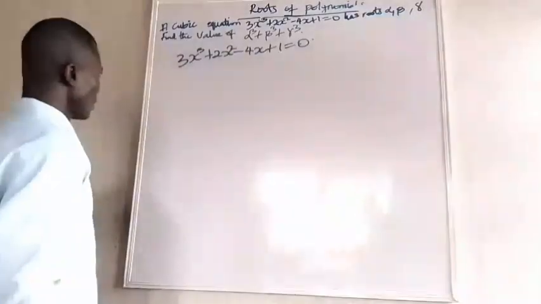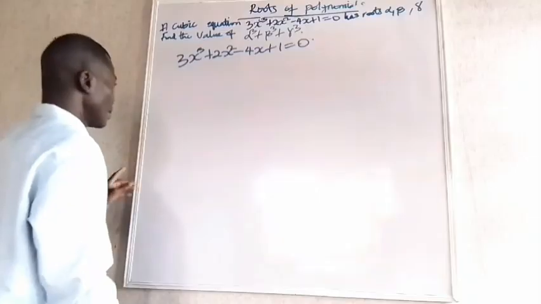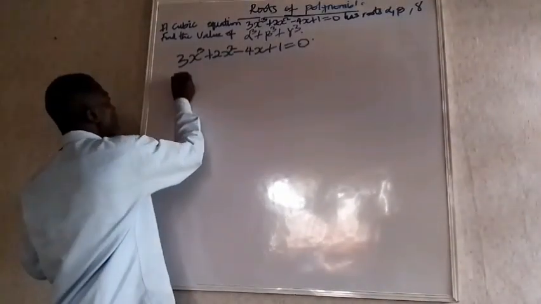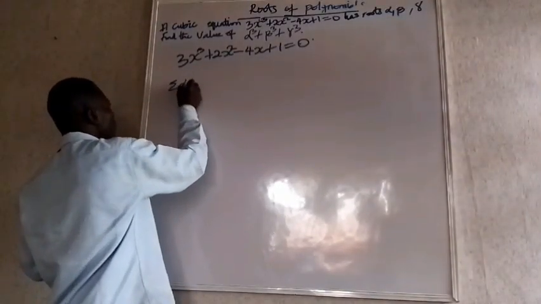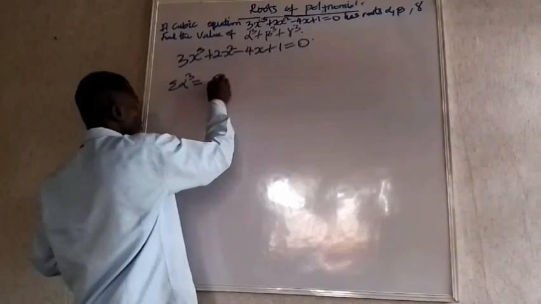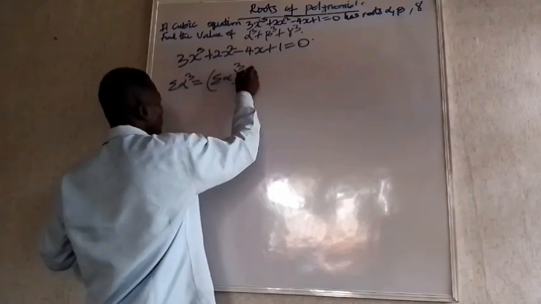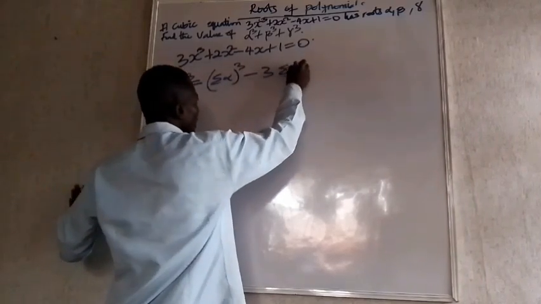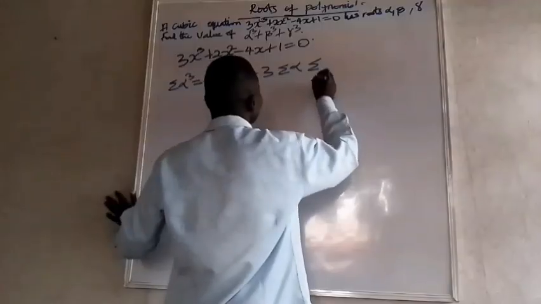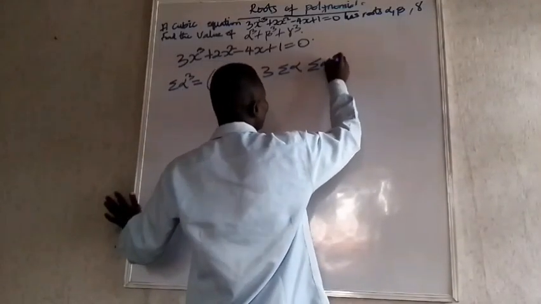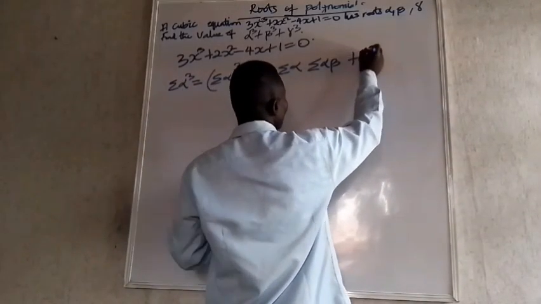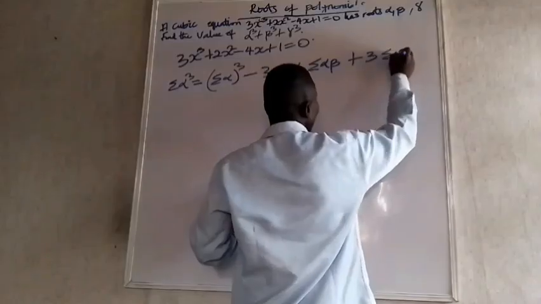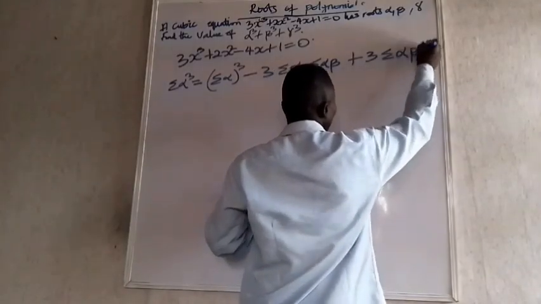Technique, any technique. So we can easily say summation alpha cubed is equal to summation alpha all cubed minus 3 summation alpha beta plus 3 summation alpha beta gamma.